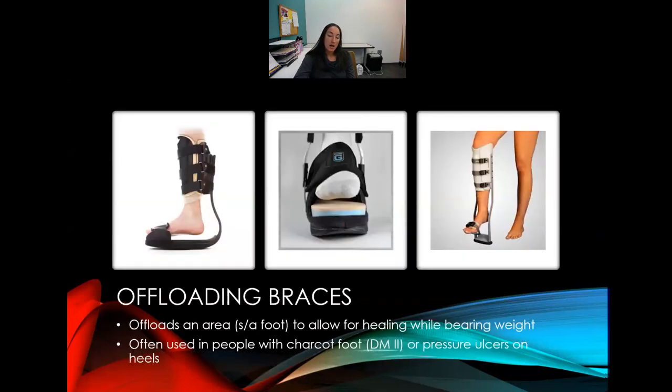Offloading braces, these can be used for people with diabetes or with Charcot foot, with pressure ulcers on their foot where they want to still walk, but they don't need to weight bear through the foot. So it offloads an area, typically the entire foot, to allow for healing. So in all these braces, the pressure is through the upper part of the lower leg rather than the foot, and the foot is just hanging within. I've seen a guy that had shoes like this, and the shoe itself looked pretty thick, but it was really cool the way he was able to still walk. He had Charcot foot really bad, and was able to walk without putting pressure on his foot.